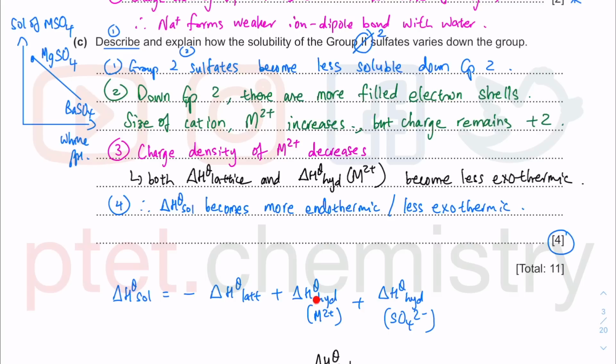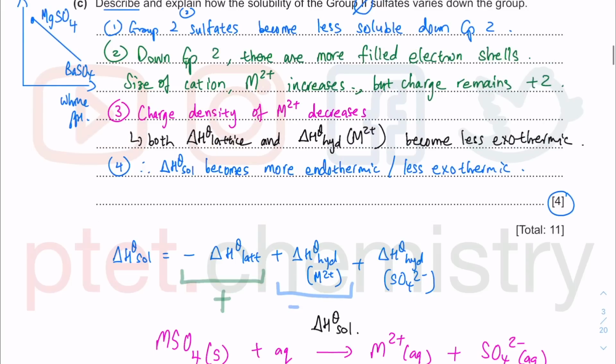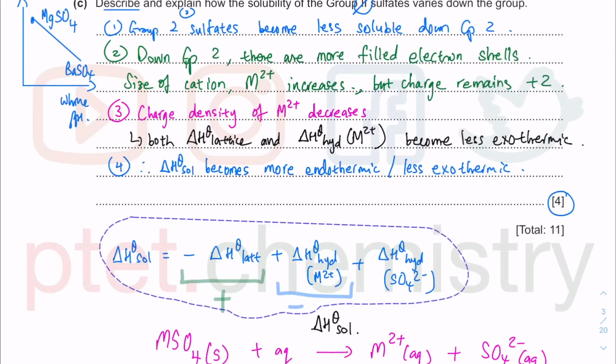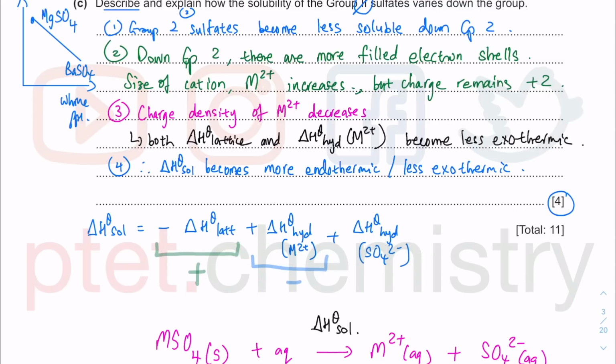Now, we know that both of them will decrease. They will decrease because the charge density of the cation decreases. You want this to become more positive. So this is a negative term. Think about the lattice enthalpy is negative. So when you have minus negative, it's going to be positive, because minus times negative becomes positive. And positive times negative is going to be negative. So overall we need to consider the balance between the two. In order to get this to be more endothermic, this needs to be more positive. So this needs to be bigger than this going down group 2.